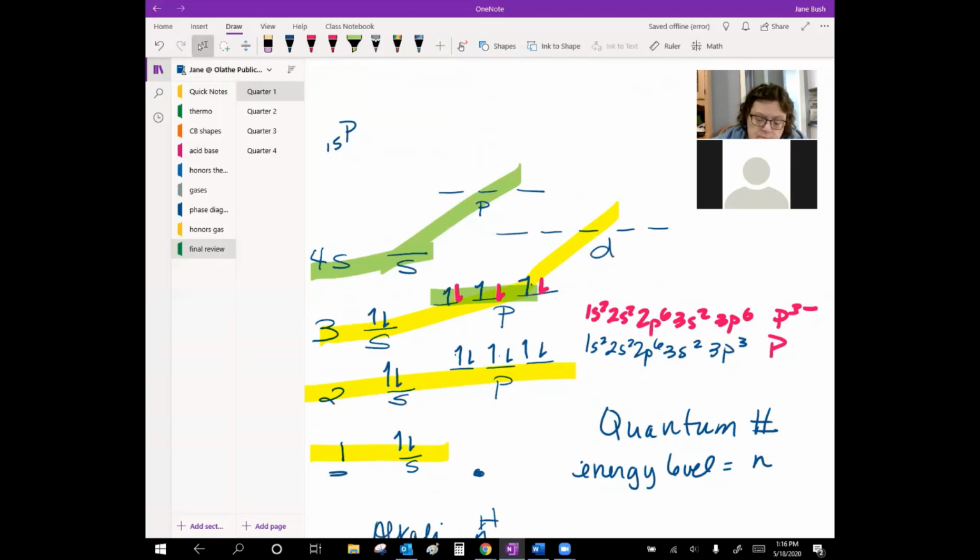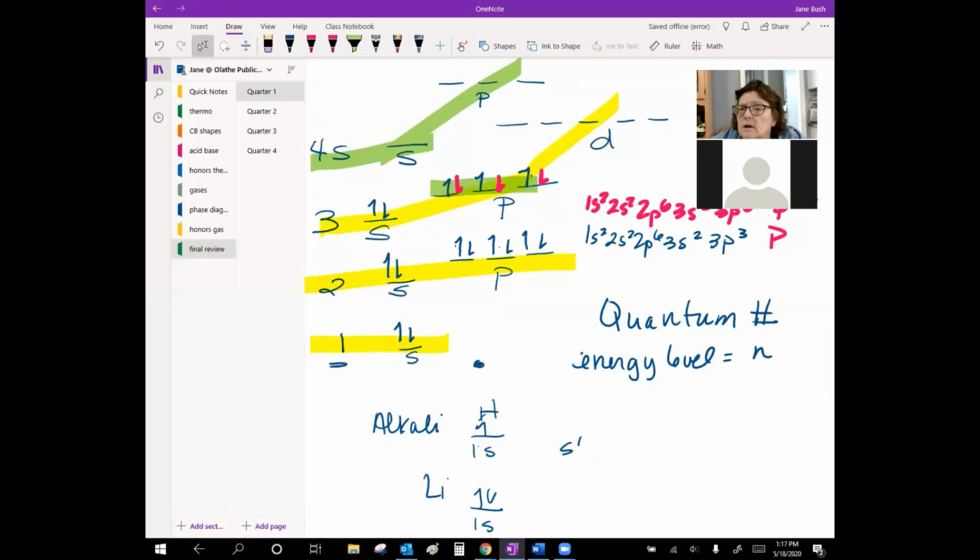Now, quantum numbers. The quantum number is just our way of identifying what particular electron we're talking about. All right, there's 4 numbers. There's the N number, there's the S number. The S number is the shape. S orbitals are 0. P orbitals are 1. D orbitals are 2, and F orbitals are 3.